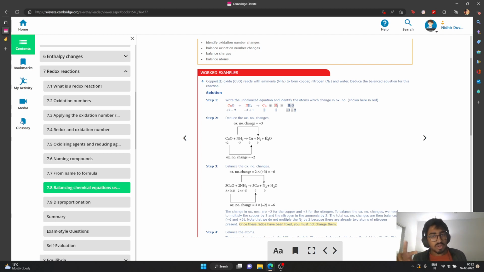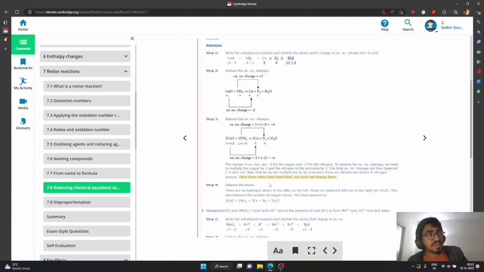Now we want to make the change in oxidation number the same. So we'll multiply these by 3, so that the total change of oxidation number is 6, and we'll multiply the upper side by 2. So we'll put a 2 and 2 here, right, and a 3 and 3 here, right? So now that sets the oxidation number change as the same.